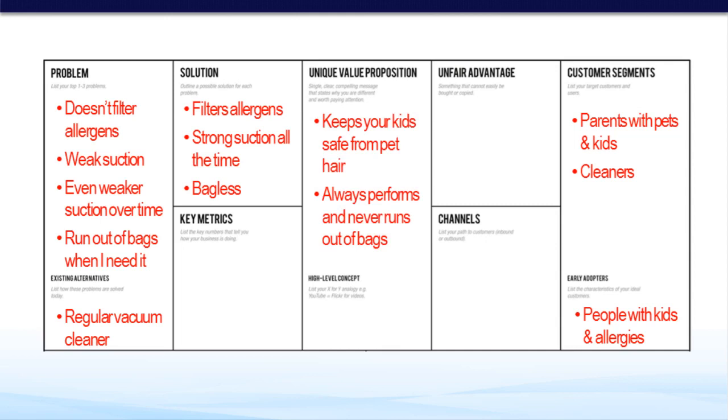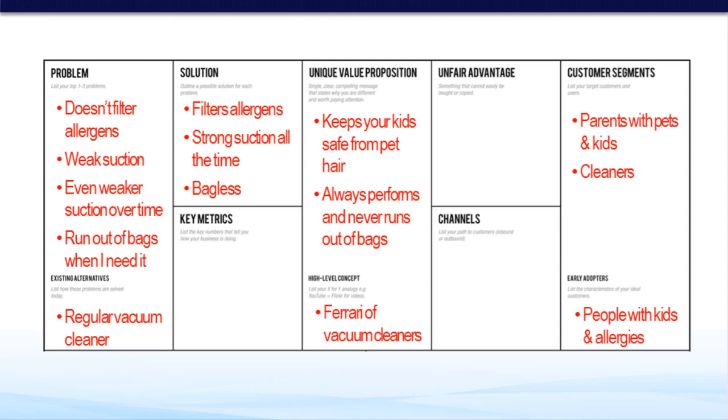The bottom section of the unique value proposition is the high level concept. This is essentially an analogy, a simple way to explain to people why the Dyson vacuum cleaner is the best. And we've chosen the Ferrari of vacuum cleaners. So it's an analogy with a car. It's very clear as to what the Dyson vacuum cleaner is about. It's also important to understand the wider picture of your particular product or service.